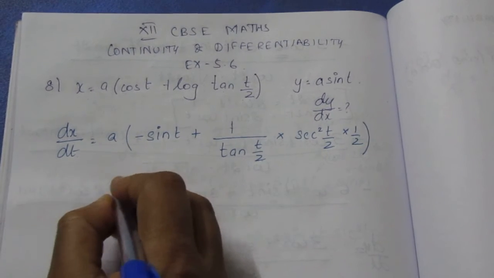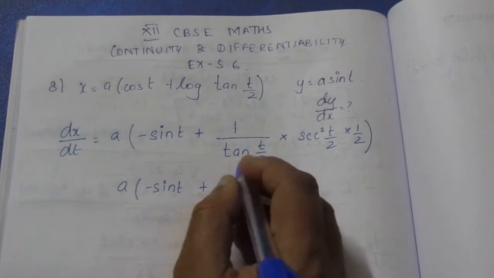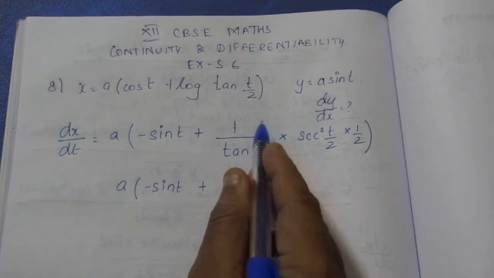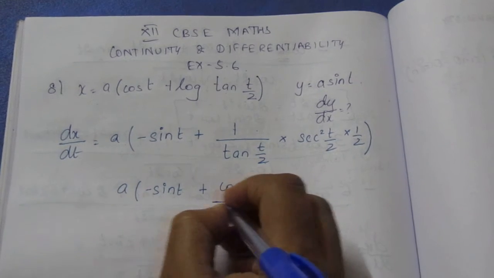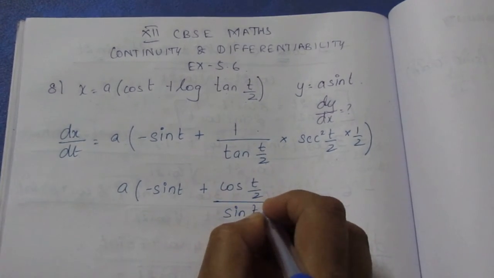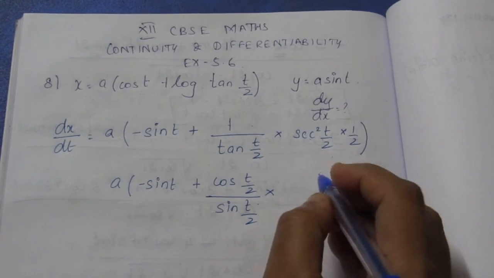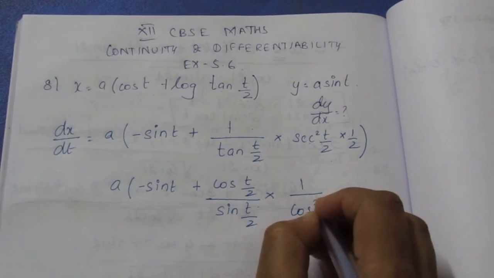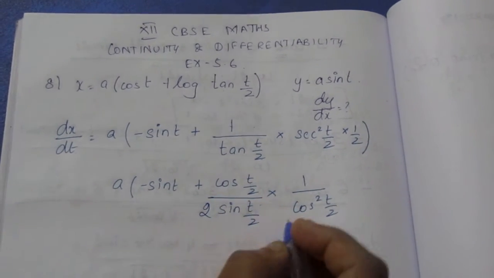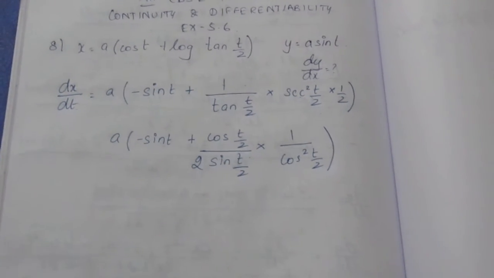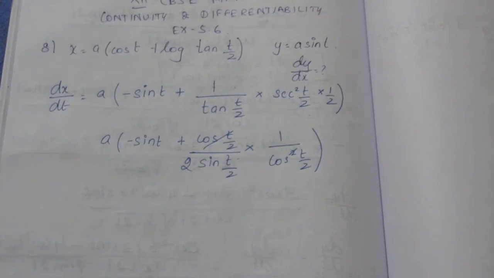It becomes a into minus sin t plus, here sin by cos, so the cos will come to the numerator, so cos t by 2 by sin t by 2. Here secant square is the reciprocal of cos, so it becomes 1 by cos square t by 2 into 1 by 2. So let me write the denominator 2 in the front. Here 1 cos t by 2 and 1 cos t by 2 get cancelled.